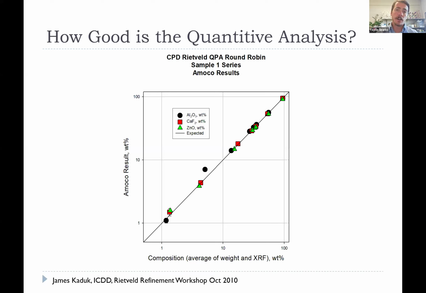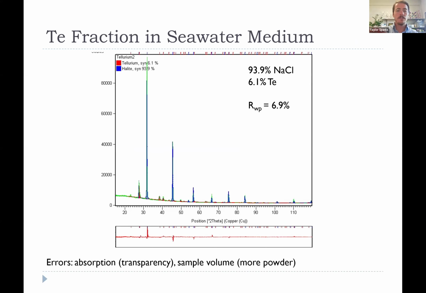If you collect higher quality data from, say, a synchrotron source, then you can get it even more accurate, down to 1 weight percent or maybe even less. More on synchrotrons later. And then here are some examples of that.